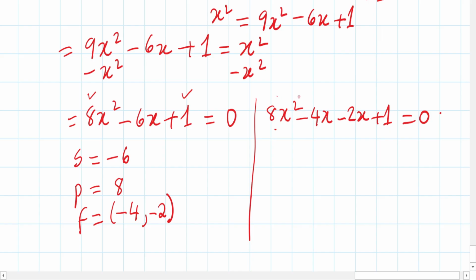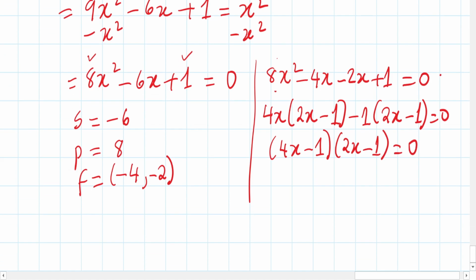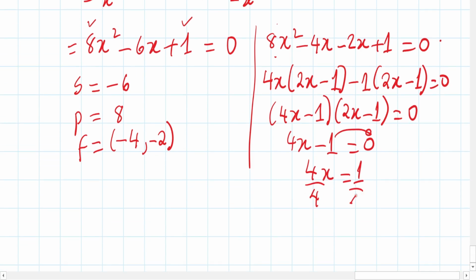The common factor for the first two is going to be 4x, and therefore you're going to have 2x minus 1. The common factor for the other one is negative 1, which will be obviously 2x minus 1, equal to 0. Therefore, you're going to get 4x minus 1, then 2x minus 1 equal to 0. Obviously, 4x minus 1 equal to 0. Adding 1, 4x is equal to plus 1. We divide by 4, x is going to be a quarter.